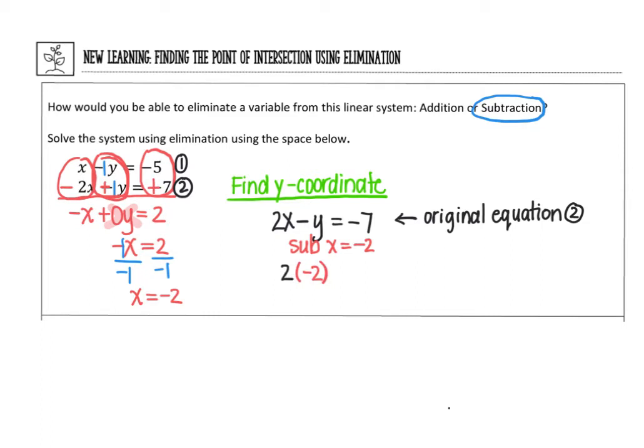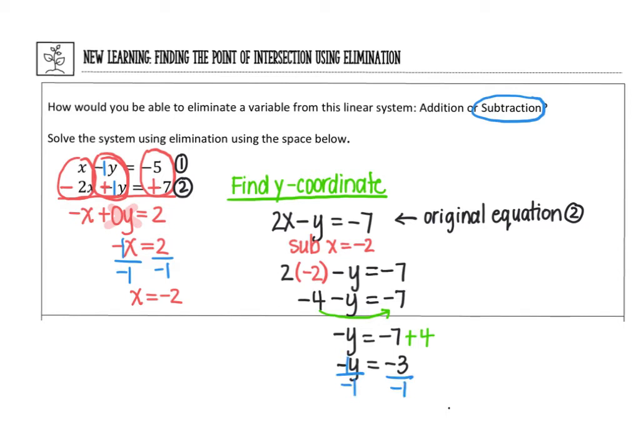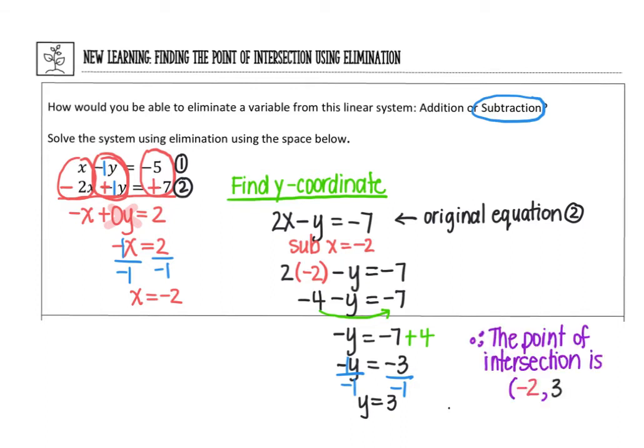2 times -2 will give us -4. We'll leave our minus y for now and write equals -7. Now we can move the -4 to the other side of the equal sign and change it positive as it moves there. This will leave us with -y equals -7 plus 4. -7 plus 4 will give us -3. Now, in order to get rid of that negative sign from in front of our y, we'll need to divide both sides by -1. This will give us y equals 3. So we can conclude that our point of intersection will be -2, or our x value, comma 3, or our y value. This is where the two lines will meet each other.